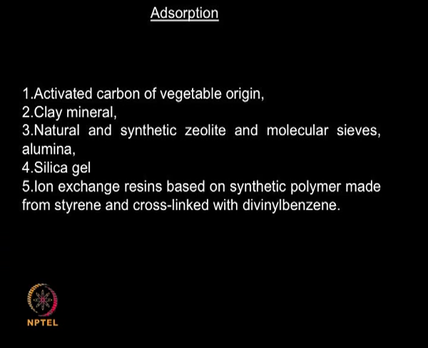So we can use activated carbon from vegetable origin, we can use clay, minerals, we can use natural and synthetic zeolites. Zeolites are nothing but different types of alumina. We can use molecular sieves, we can use normal alumina, gamma alumina, alpha alumina, we can use silica gel, we can use ion exchange resins, different types of ion exchange resins, cationic resins, anionic resins, they are all attached to polymers like styrene or cross linked divinyl benzene polymer. So a large number of adsorbents can be thought of, varying particle size depending upon what you want to adsorb from the slurry.